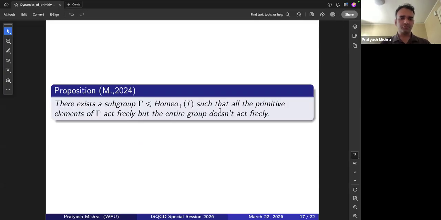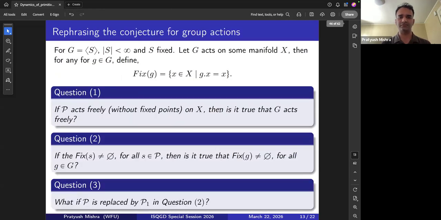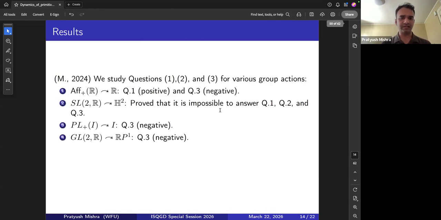We also proved that there exists a subgroup gamma in Homeo I, the group of homeomorphisms of the interval 0, 1, such that all the primitive elements of gamma act freely, but the entire group does not act freely. So we studied this reformulation of the conjecture for different classes of groups.